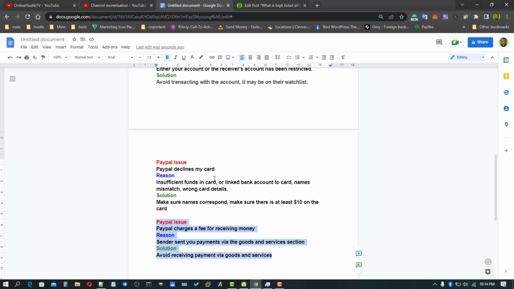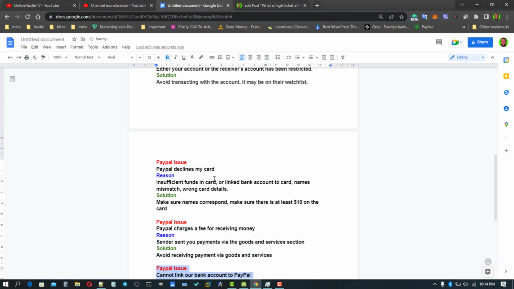Now if you receive through goods and friends and family, it means that you're receiving money from your friend or your family, so it's not a business, so they won't charge you for that. So to avoid this, you have to avoid receiving payment via goods and services.